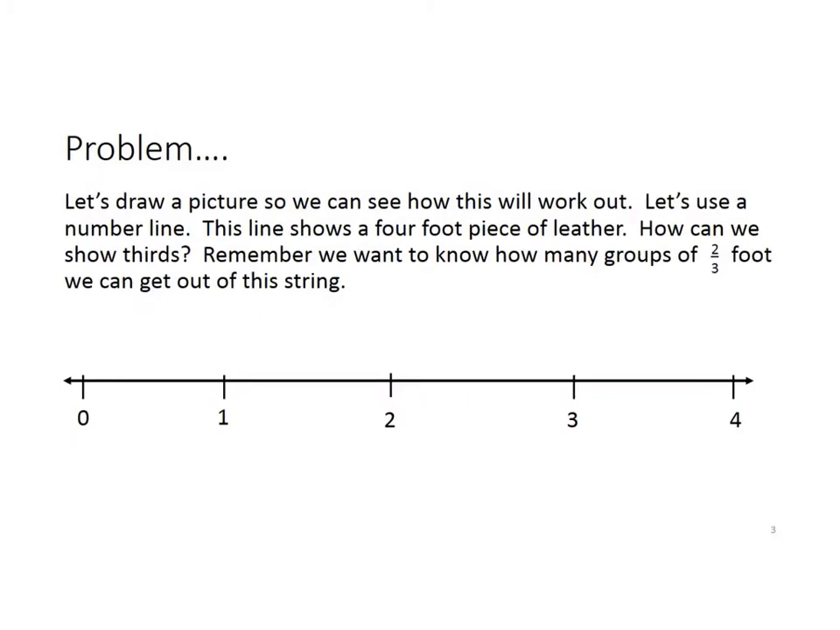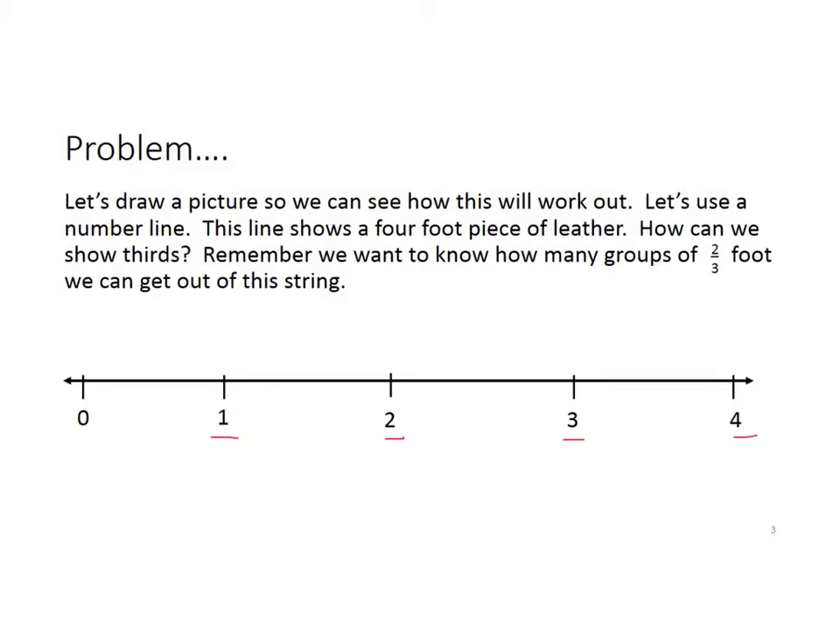To solve this problem, let's draw a picture so we can see how we're going to work this out. In this instance, let's use a number line. This line shows a 4-foot piece of leather. Each number stands for a foot. For example, here's 1 foot, 2 feet, 3 feet, 4 feet. If we want to divide this up into groups of 2/3, how are we going to show thirds? How could we show thirds?